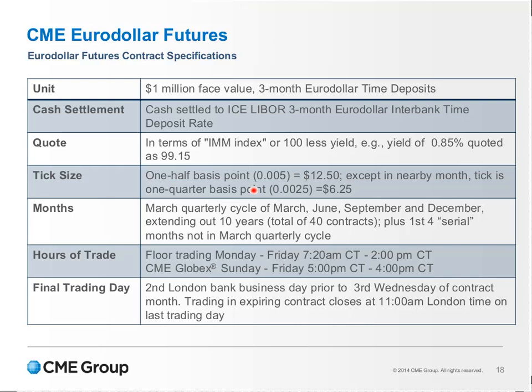Eurodollars trade on a March quarterly cycle. Many of you who are trading equity index futures are familiar with that cycle: March, June, September, and December. It extends out 10 years. There are 40-plus contracts, plus serial months within that cycle. You're afforded access to Eurodollar futures on Globex starting Sunday night at 5 in the evening and running until Friday afternoon at 4. That's Chicago time. Eastern time would be 6 o'clock Eastern Sunday night to 5 o'clock Eastern Friday night, with a 1-hour break from 4 to 5 each day.